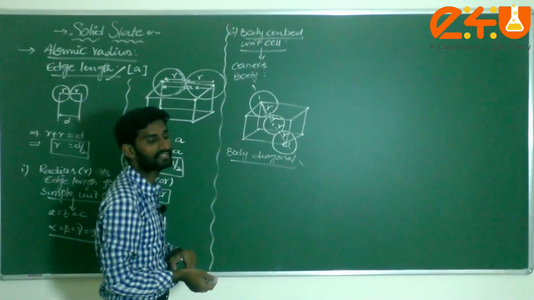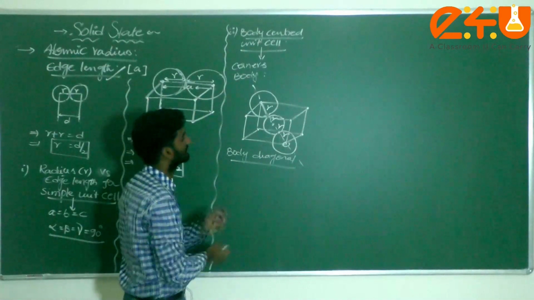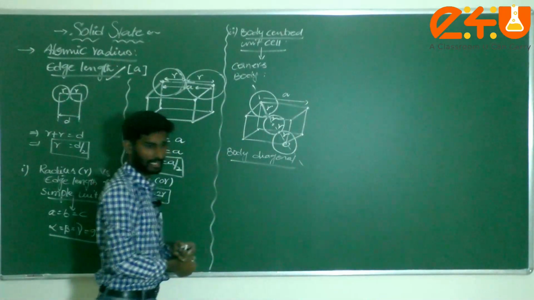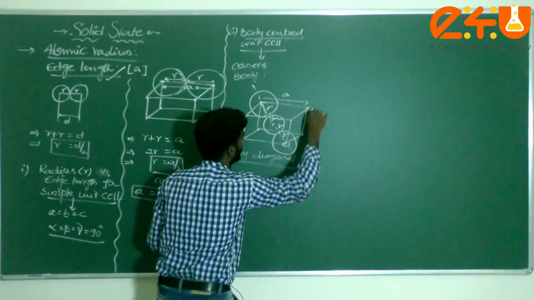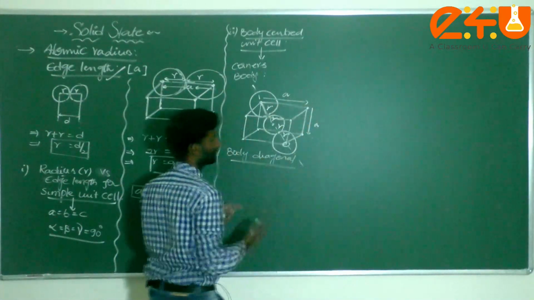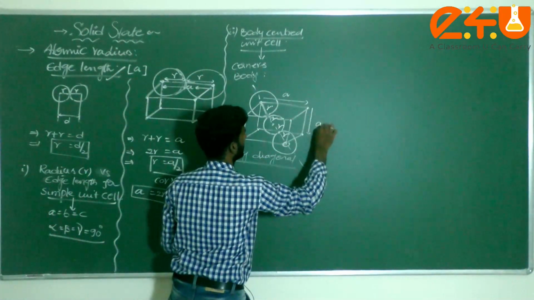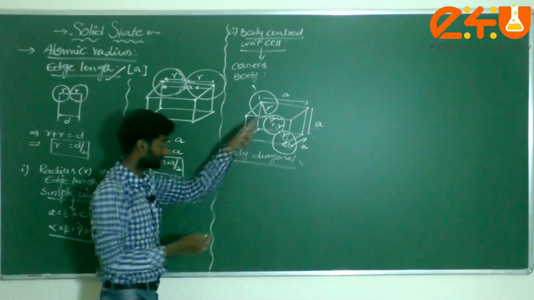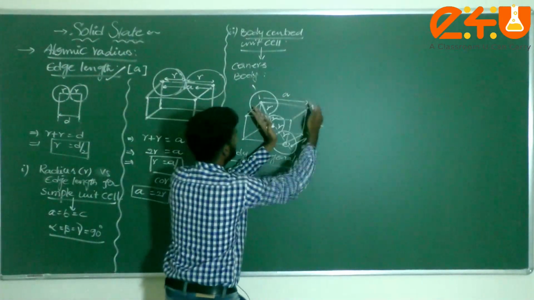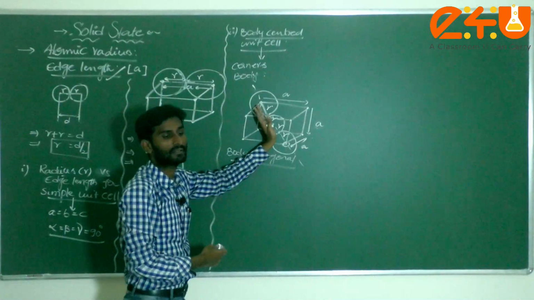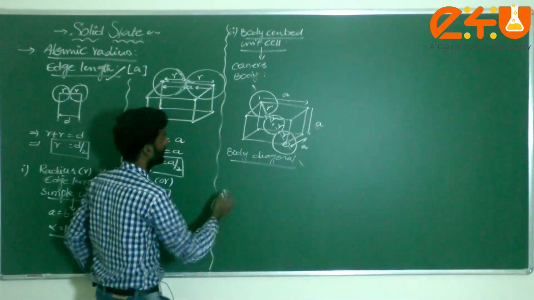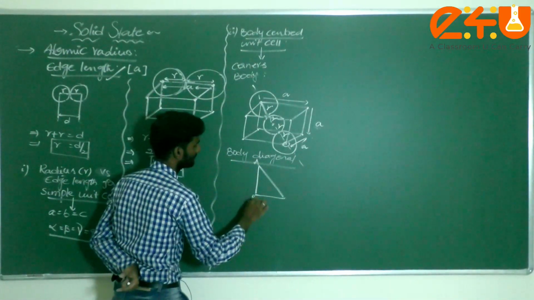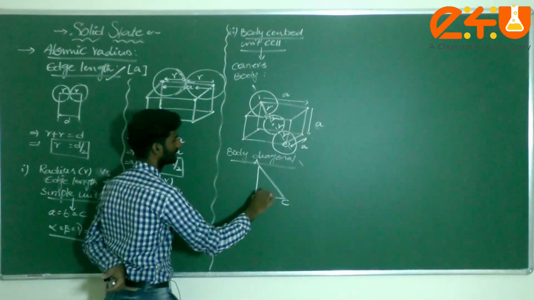Next, what is the edge length of this particular body centered unit cell? You can consider from here to here, this is the edge length a. Am I correct or not? Next, from here to here, edge length a. Next, from this point to here, edge length a. That means this indicates one triangle. According to the Pythagoras theorem, consider this is atom A, this is B, and this is C. This is a right angle.